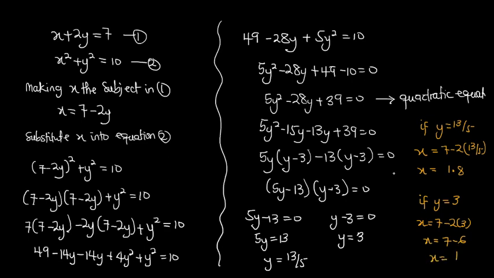So therefore, my answer is x is equal to 1.8 and y is equal to 13 over 5, or x is equal to 1 and y is equal to 3. You can see that we have two sets of answers here because this is what we call a non-linear simultaneous equation form. So we are having two sets of answers for this particular example.